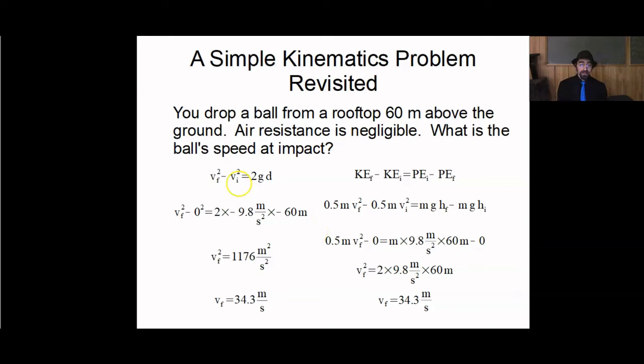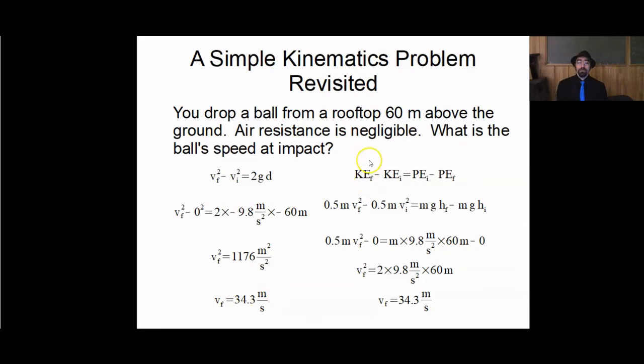So I could do it the kinematics way. Vf squared minus Vi squared equals 2gd. You said drop a ball, not throw a ball, so Vi is 0. Vf squared minus 0 equals 2 times negative 9.8 meters per second squared times negative 60 meters. Vf squared equals 1176 meters squared per second squared. Take the square root. Vf equals 34.3 meters per second.